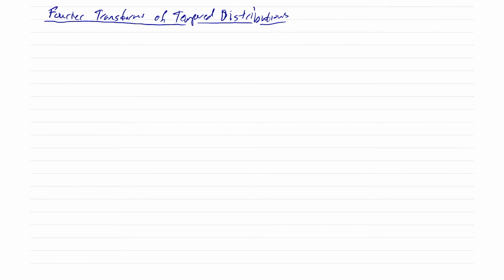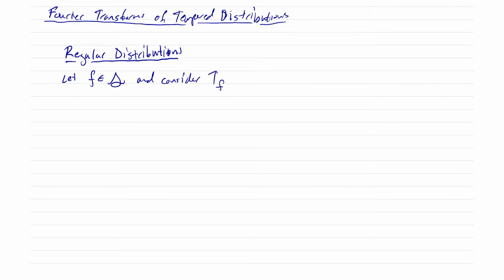All right, so if you remember when we established all the properties of operations on tempered distributions, we always talked about regular distributions. And so first, we'll start with the regular distributions. And the reason why is that regular distributions can be represented by a function. So we're going to let, say, f be inside the Schwartz space, and we'll consider Tf, which is inside the dual of the Schwartz space.